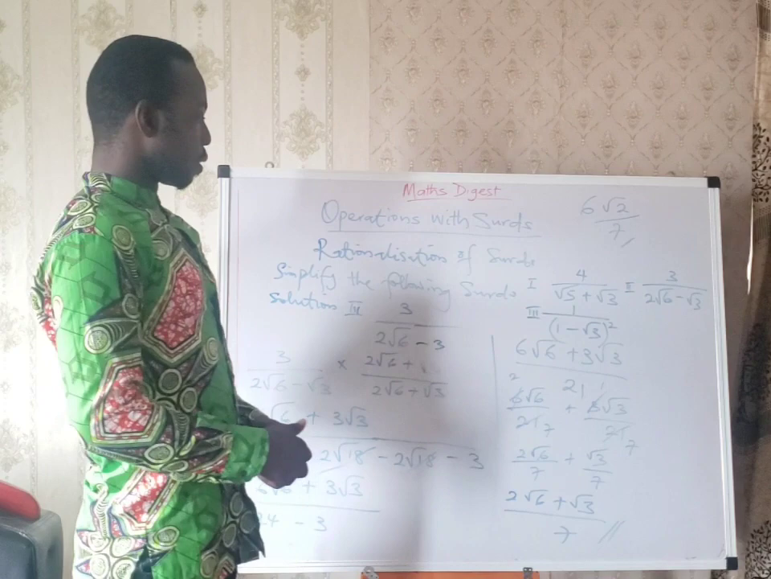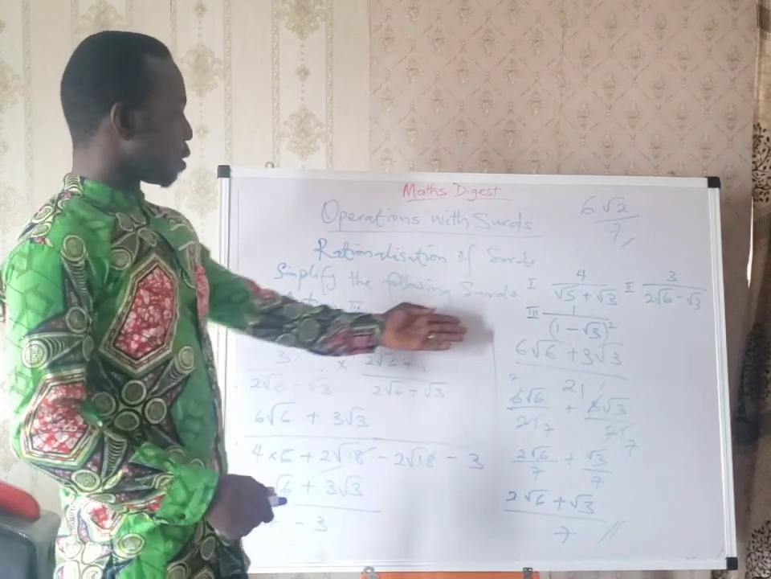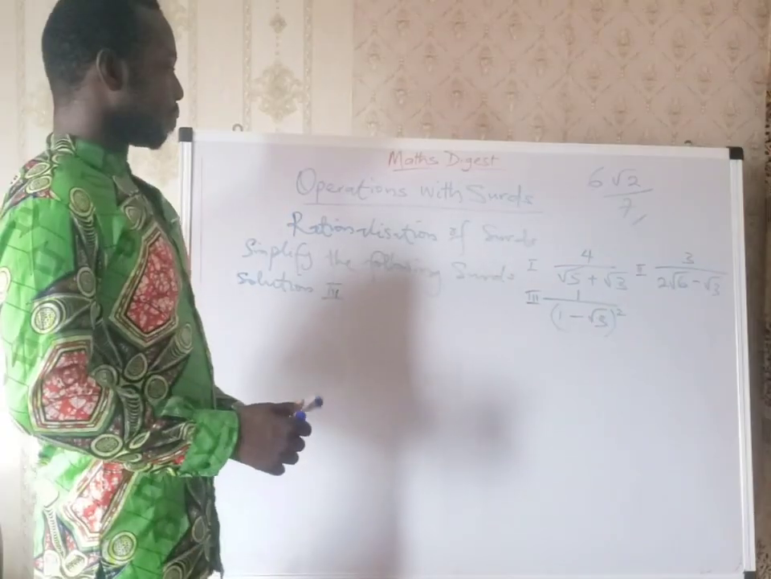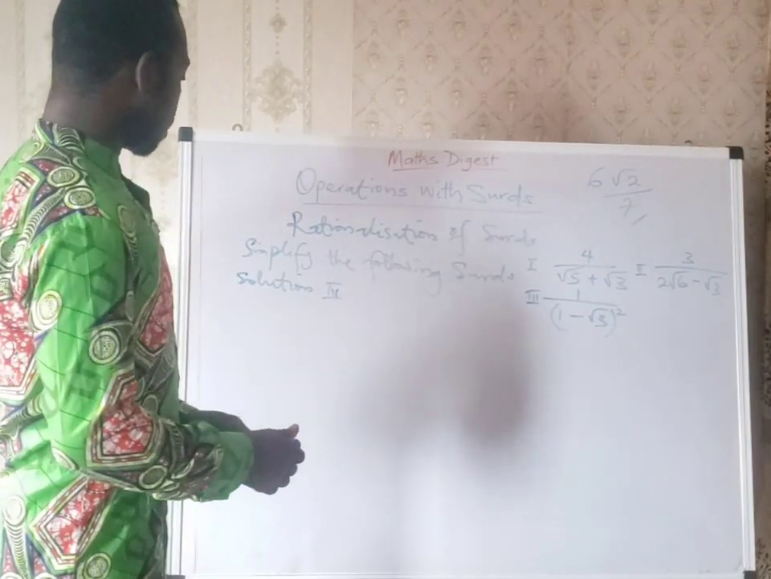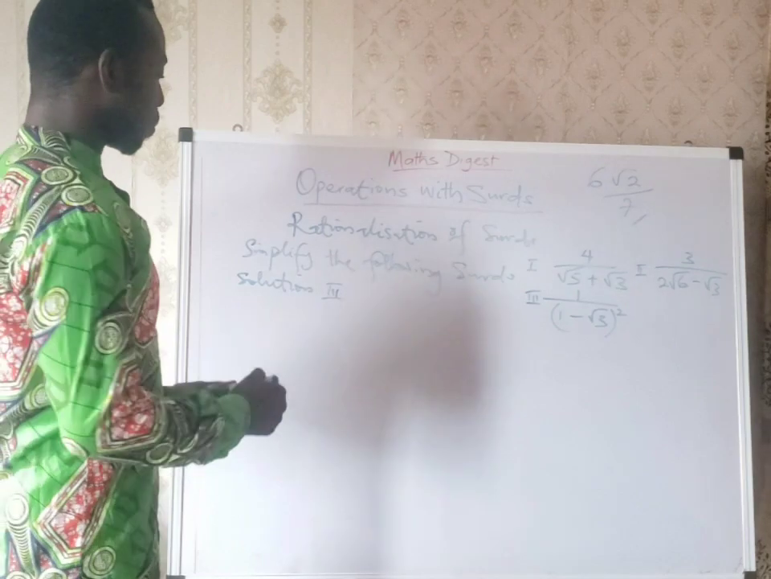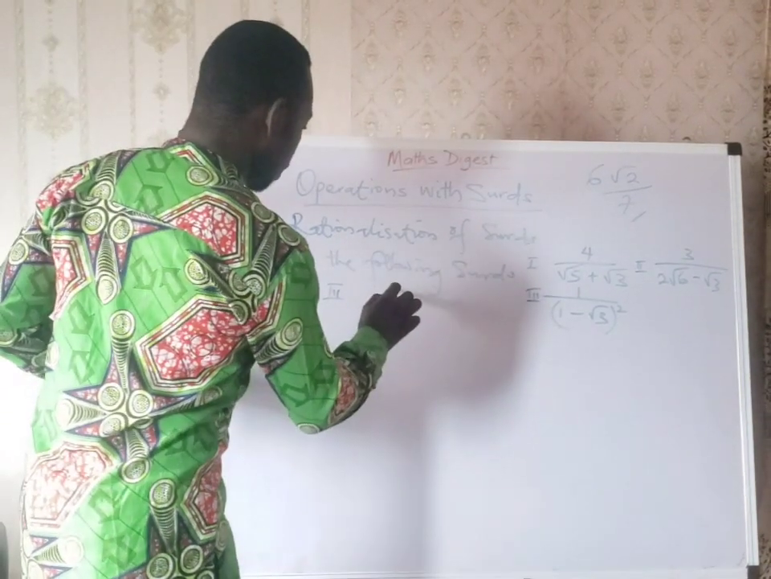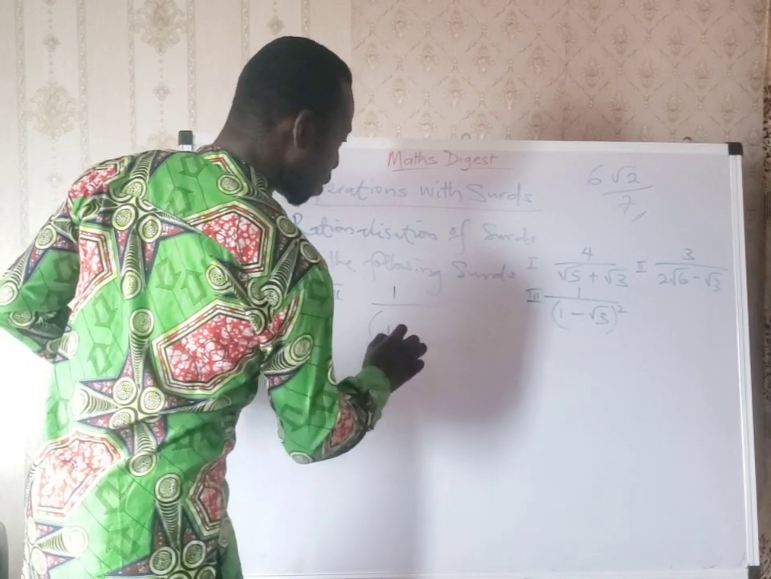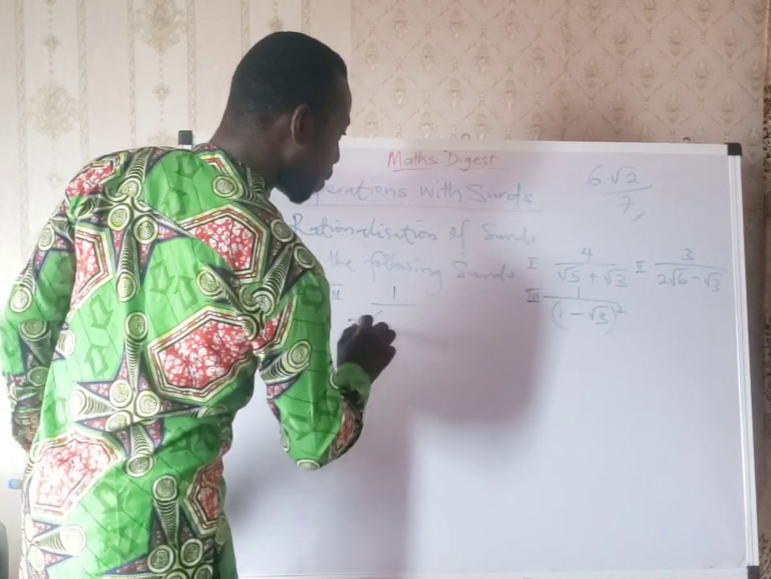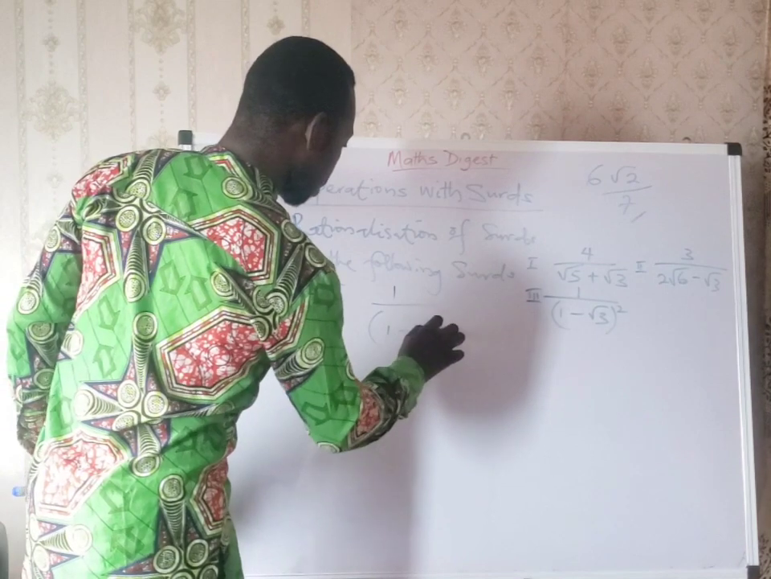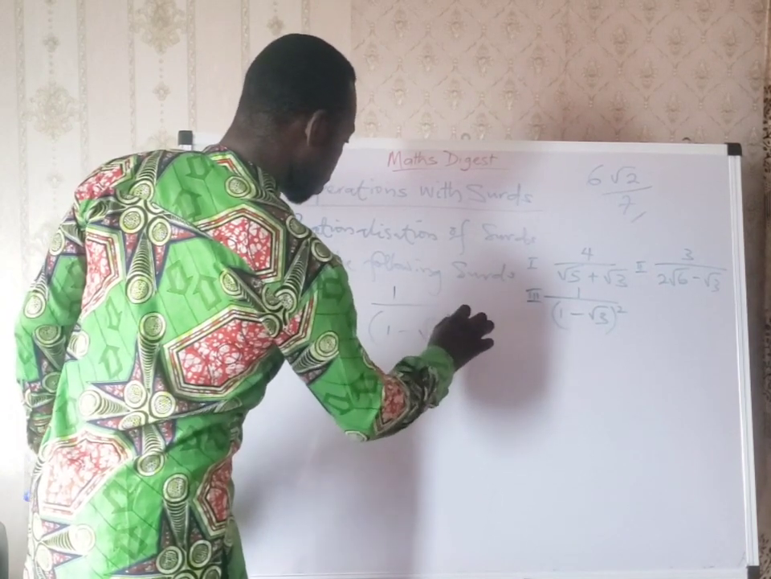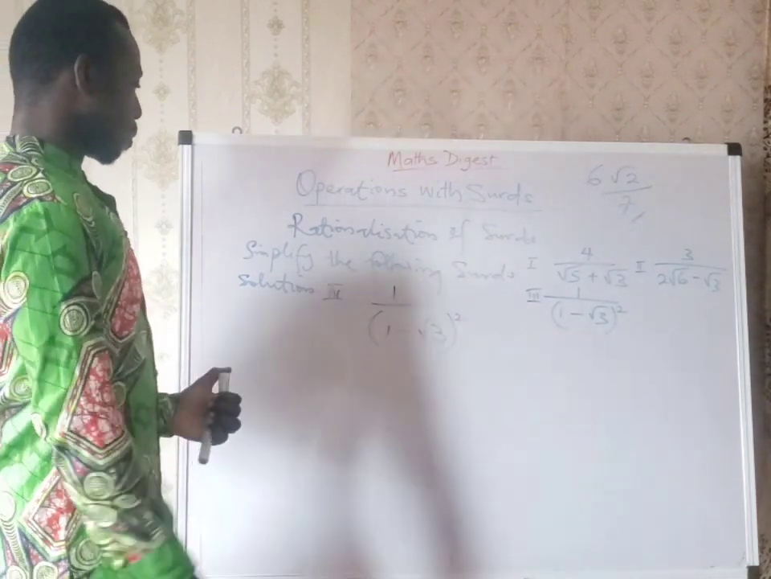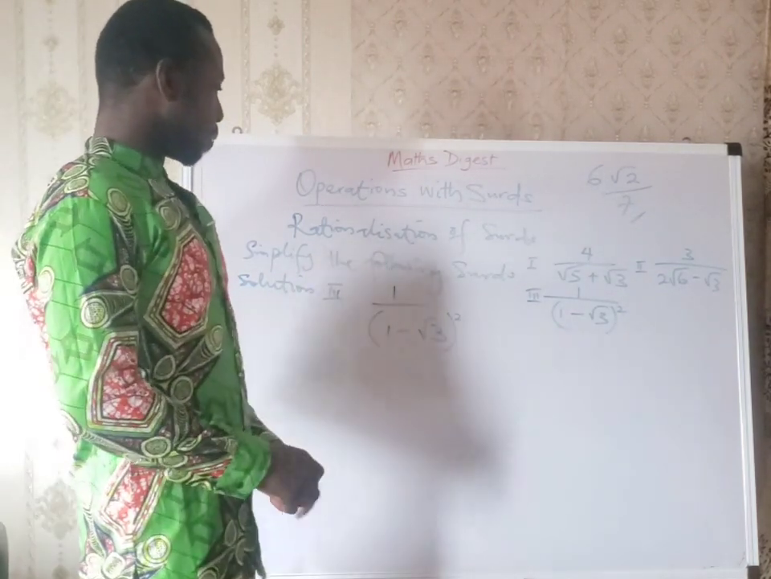All right, so stay tuned. Let's bring the third example here. There is something we need to explain there, okay? Let's look at the third example. The third example says 1 over 1 over 1 minus root 3 in bracket all squared. If you look at this, it is a perfect square.